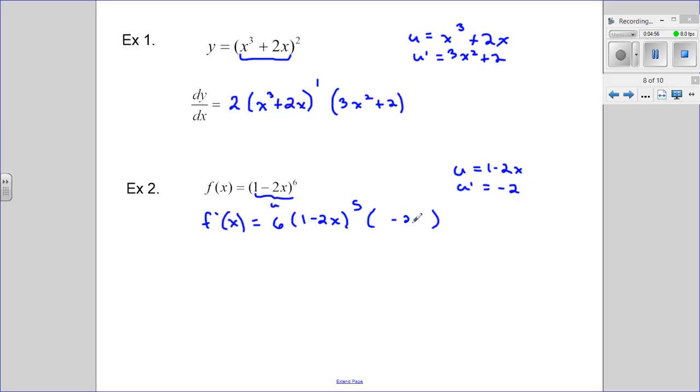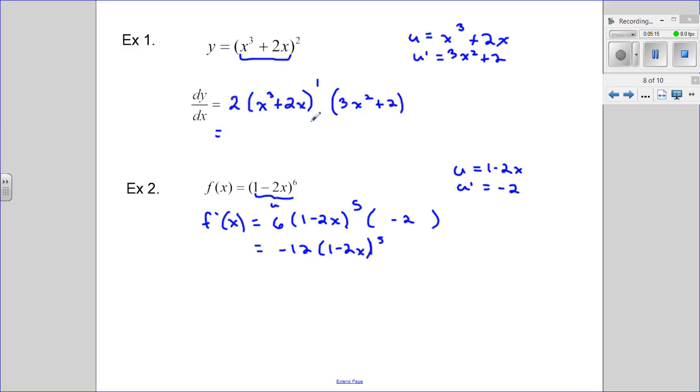negative 2. This one's really nice to clean up. So negative 12 times 1 minus 2x. We're not going to expand this to the 5th power, so we would leave it as is. But negative 12, at least we can simplify that a bit. And even with this one, actually, we could at least distribute the 2 to either one.